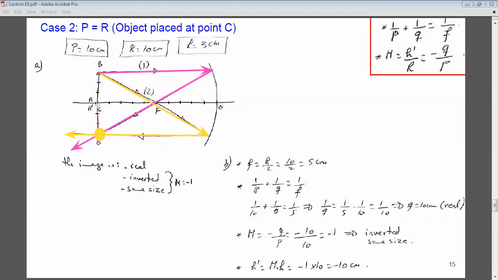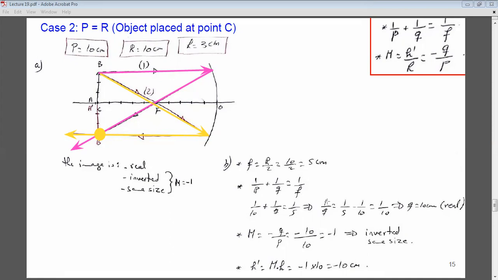So this is the image, A prime, B prime. If I look at it, it is real because it's in front of the mirror. It is inverted because it is down. It is the same size as AB. If you draw it using a ruler, AB will be equal to A prime, B prime. And since it is inverted, then M is negative. And since it is the same size, that is H prime equals H, then M is equal to -1. And how much is Q? It is equal to P because it is at the same distance.